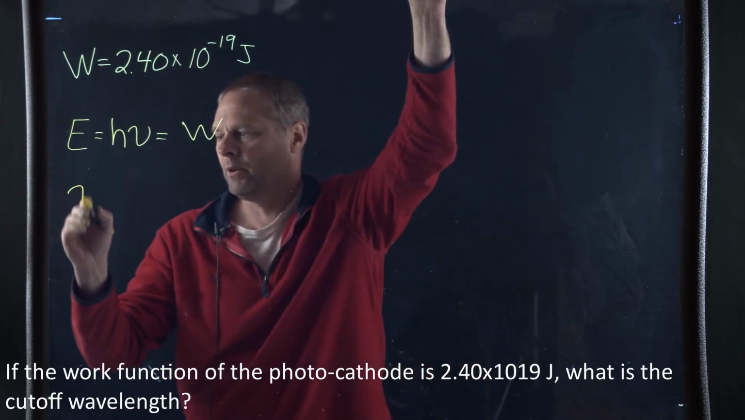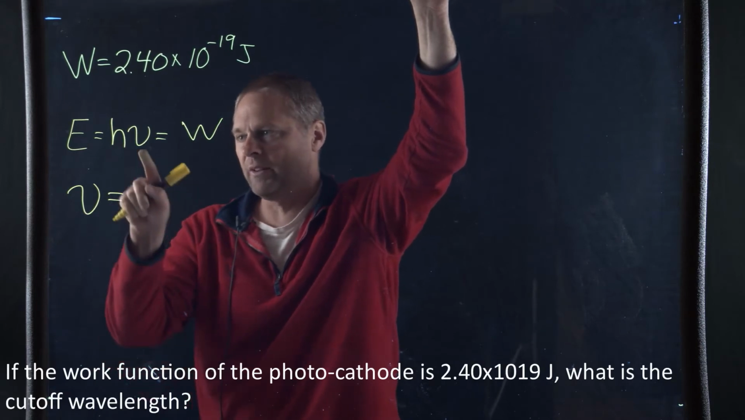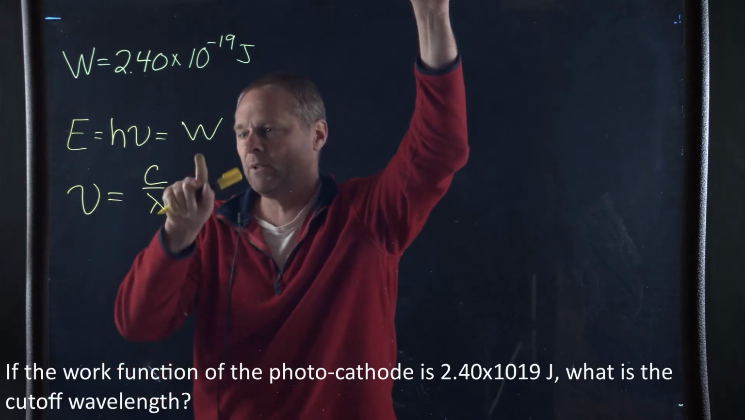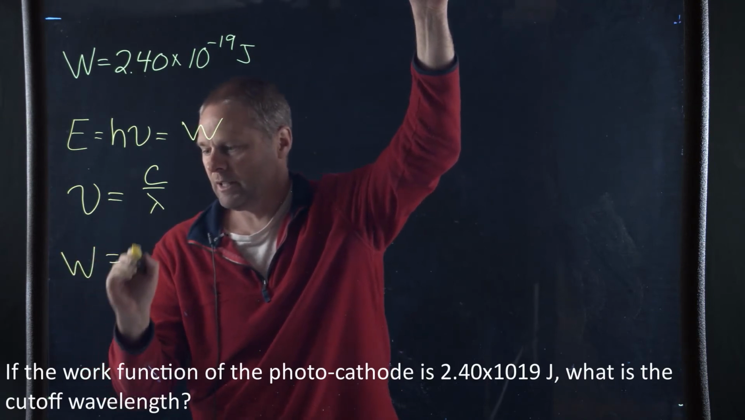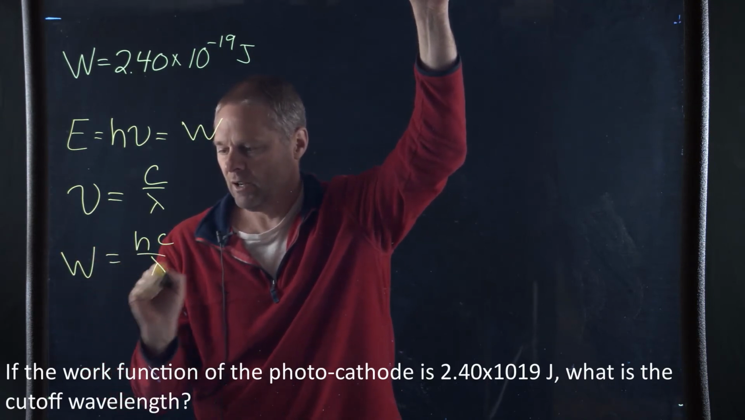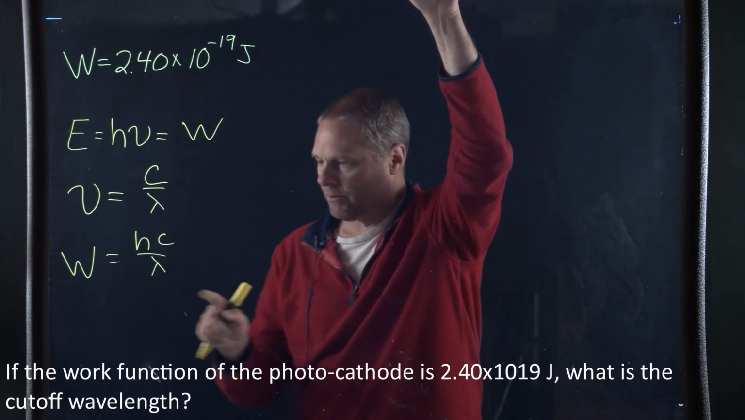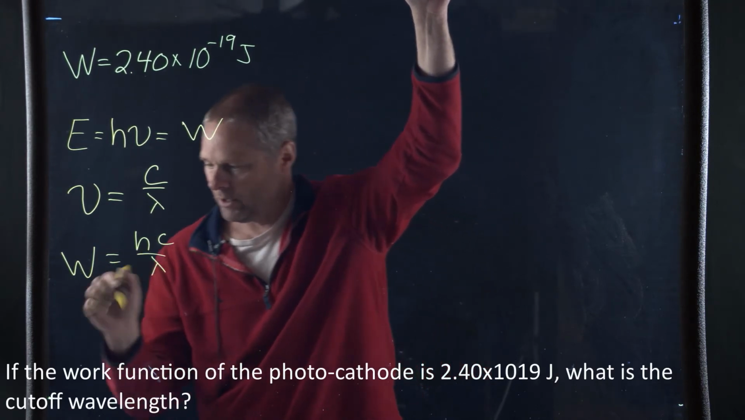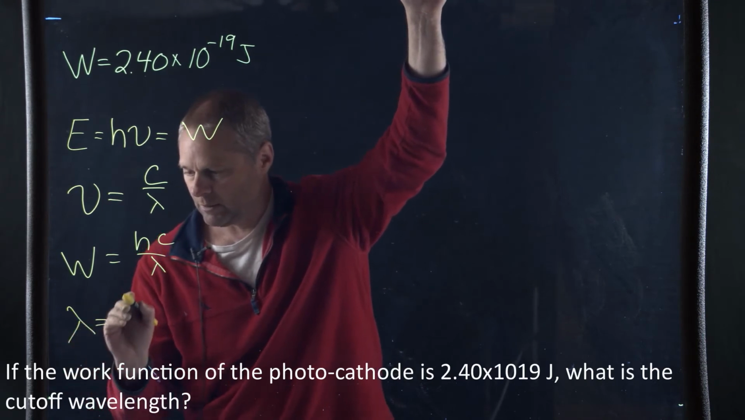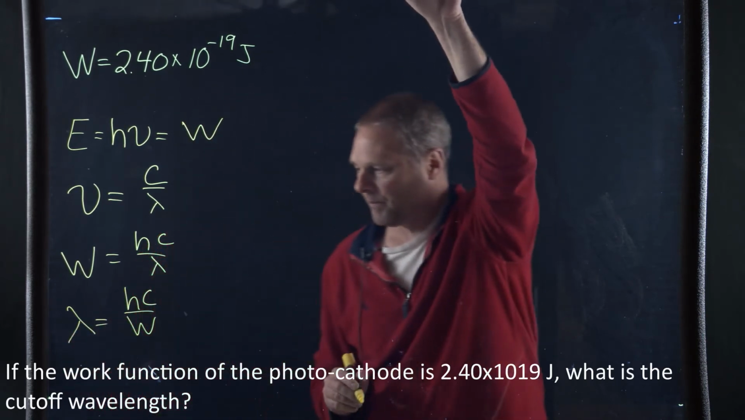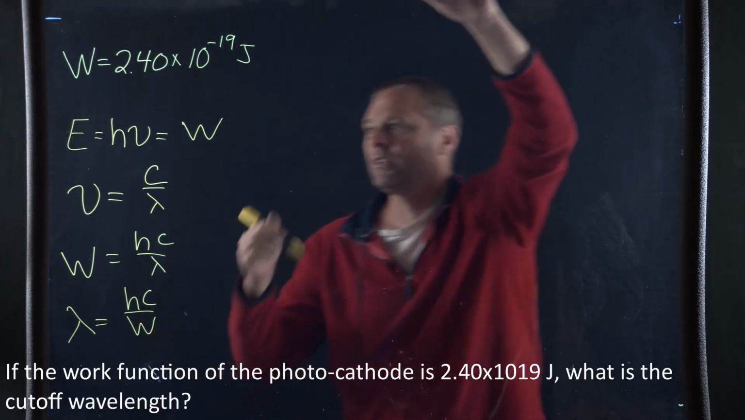Now, if you remember, we're looking for a wavelength. This is a frequency. Nu is equal to c upon lambda. So your work is equal to hc upon lambda. And what we're solving for is the wavelength of the cathode. So our lambda is equal to hc divided by our work.